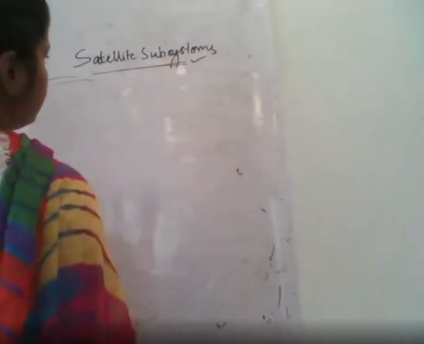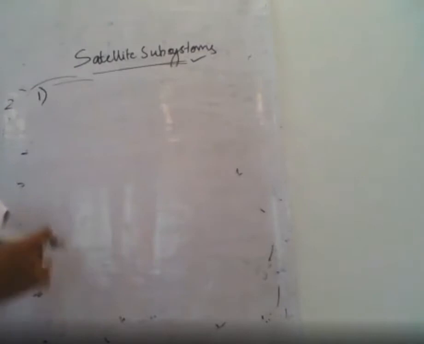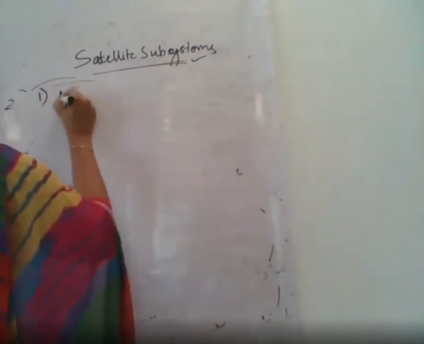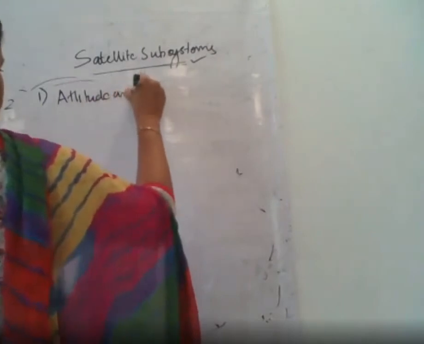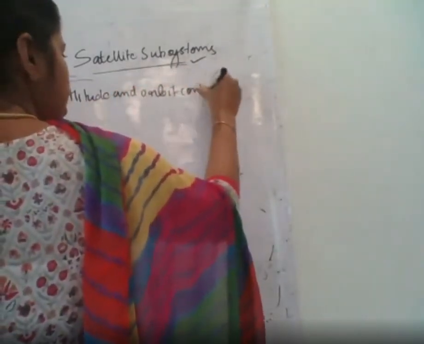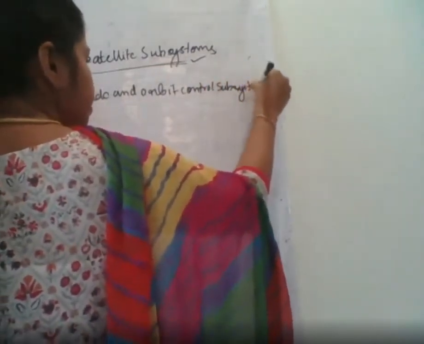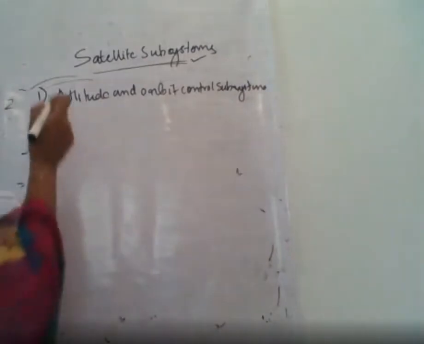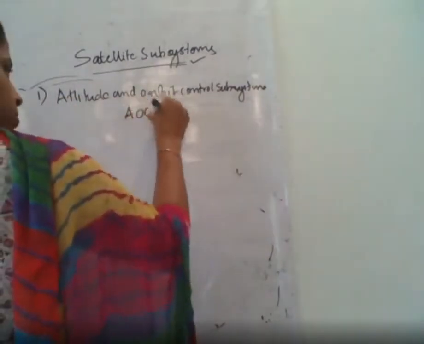About the satellite system, subsystem, and we have discussed 5 types of subsystem. The first one was the attitude and orbit control subsystem. That is attitude and orbit control subsystem, also known as AOCS.